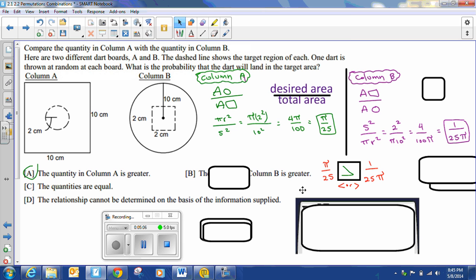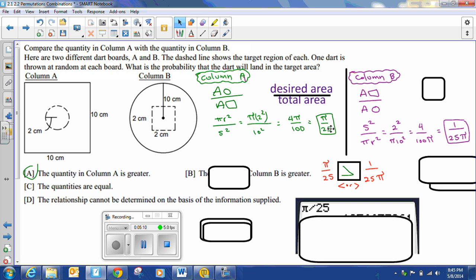For those people that need the calculator to spell it out for you, let's go ahead and do that. Pi over 25 is 0.125666.